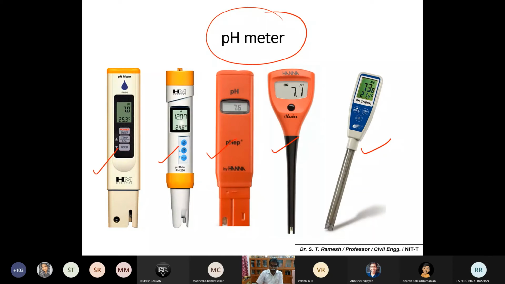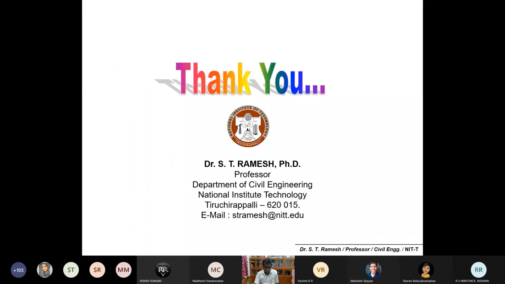A large number of handheld pH meters are available for pH measurement. So this covers your pH experiment.